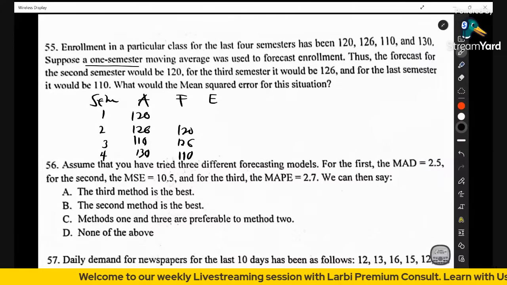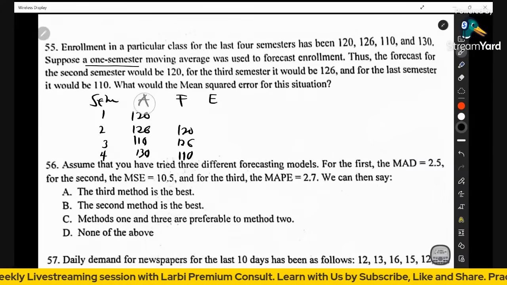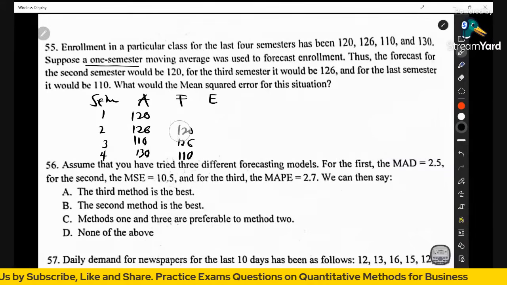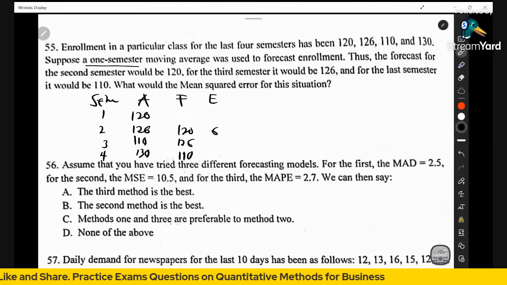So here we want to find the error for this. Here it is actual. For us to find error, it is actual minus forecast. You compare actual to forecast. So you have actual of 120, you have forecast of 120. So what is the difference? It is 6. So positive is right here.